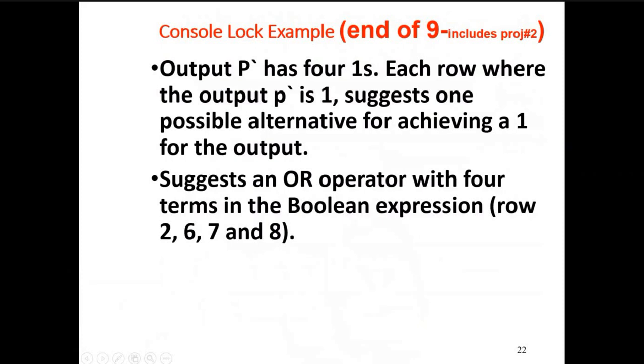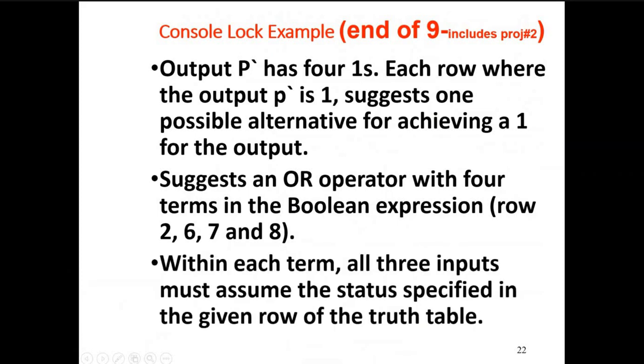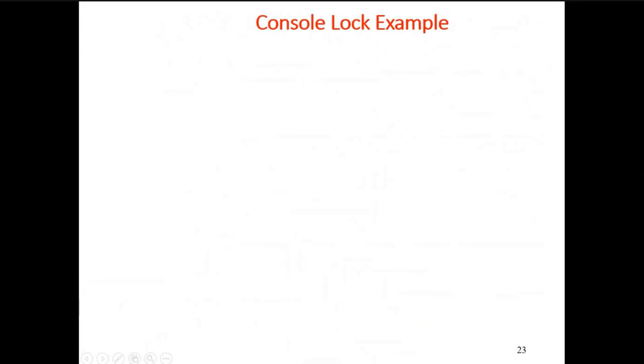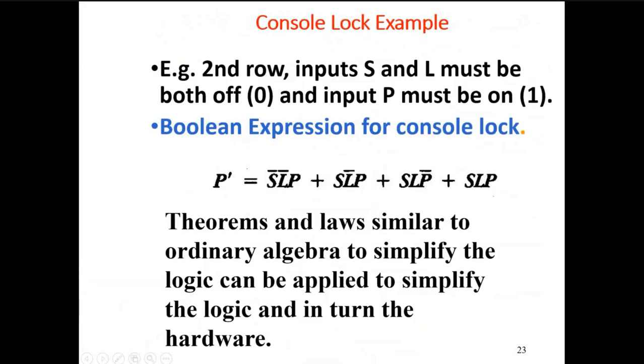Okay. So as I said before, output has 4 ones. Can we take the 4 zeros? We'll look at it in my next example. Yes. So right now in equation form, Boolean logic expression for the console block example. This is row 2. This is row 6. This is row 7. This is row 8. So P prime is row 2 or row 6.